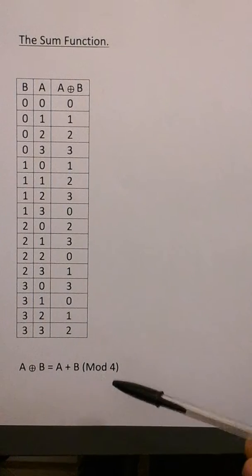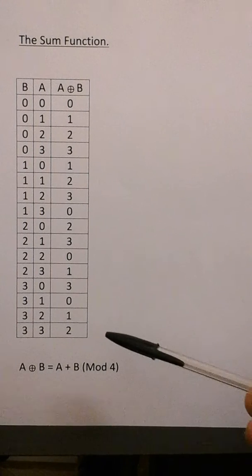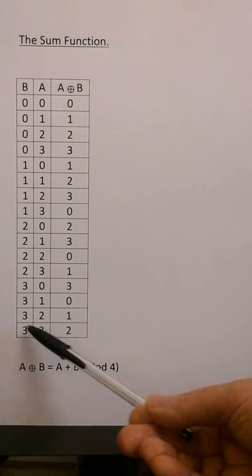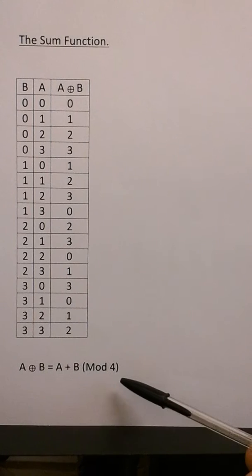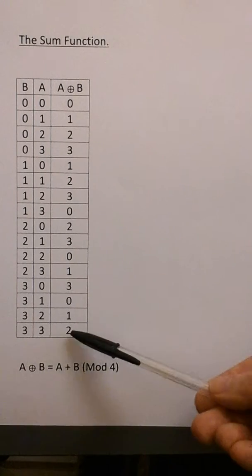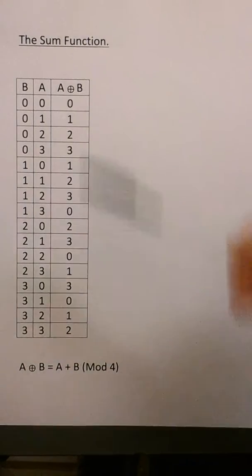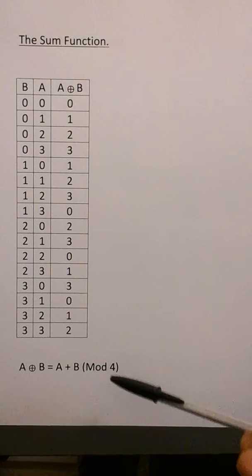The way you calculate modulo 4 is you take the remainder of the number when it's divided by 4. For example, 3 plus 3 is 6, and 6 divided by 4, well, 4 goes into 6 once, remainder 2, and that's the remainder there too. So that's how you calculate the modulo 4 arithmetic function.